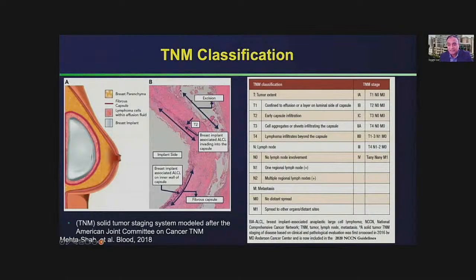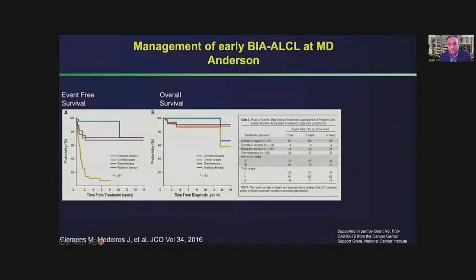Mark Clemens and others include the microscopic spread of the disease from within the confines of the capsule to capsular infiltration, cellular aggregates, and infiltration beyond the capsule to measure T1 to T4, and of course the nodal involvement and the metastatic involvement through the TNM classification system.